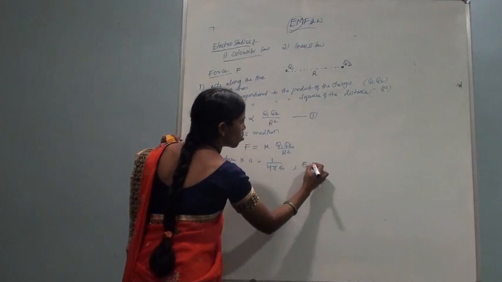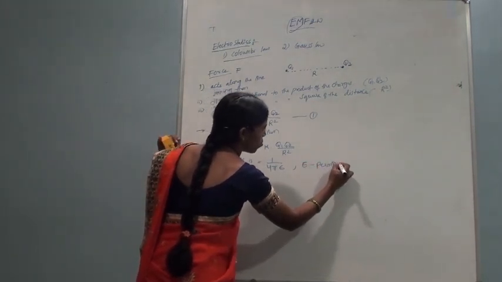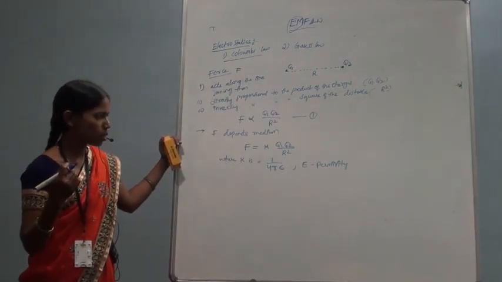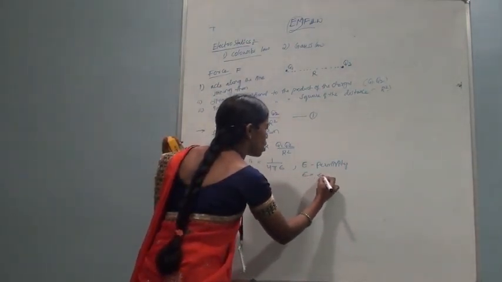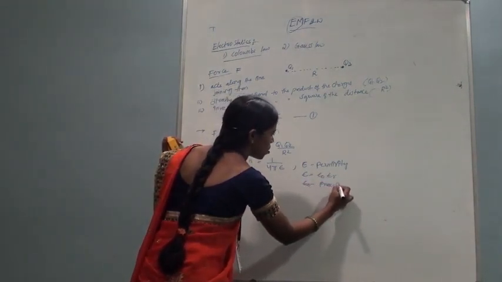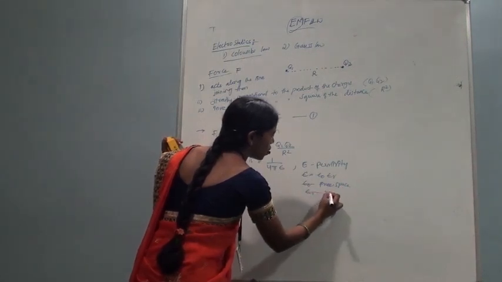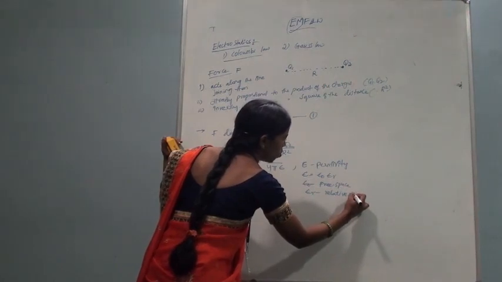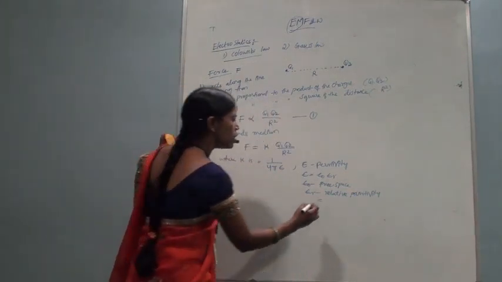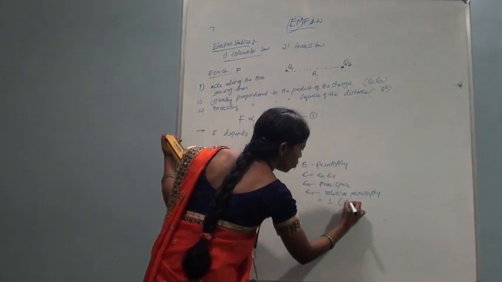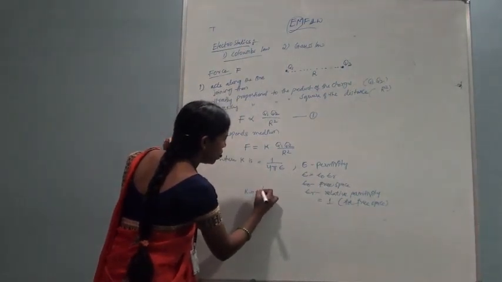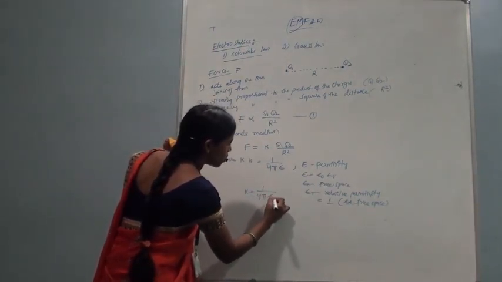Epsilon is nothing but permittivity. Permittivity is the ability of the medium to allow the electric lines of force to pass through it. And it is given by epsilon is equal to epsilon naught epsilon r. Epsilon naught is the permittivity of free space, and epsilon r is the relative permittivity. The value of relative permittivity for free space is 1. So epsilon r is equal to 1 for free space. Then K is given by simply 1 by 4 pi epsilon naught.